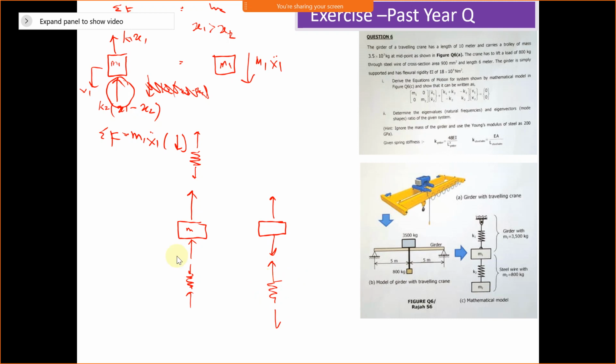Okey. For this case yang saya buat ni, in the first one ni, kita assume M2 ni dia akan bergerak ke atas. At the same time, dia punya M1 tu dia berlaku dalam keadaan tension. Okey.